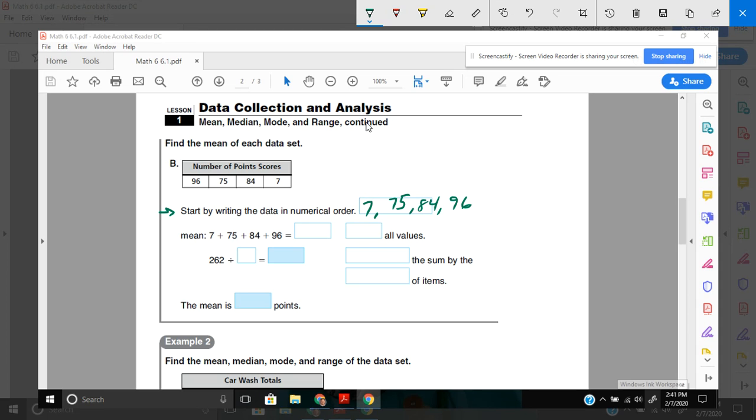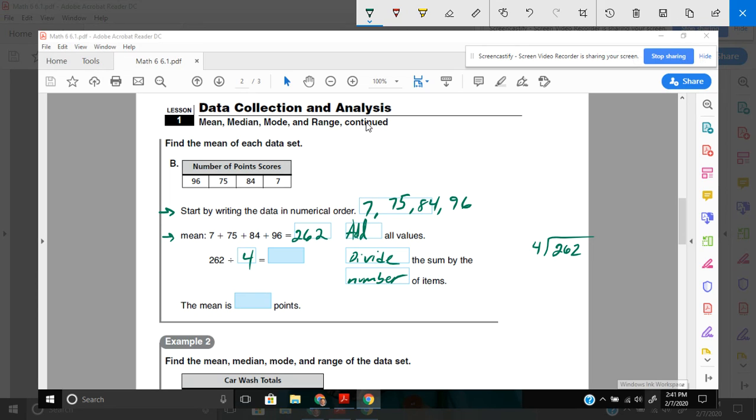Add them up is the second step. So add all the values. 75 plus 7 plus 84 plus 96 would give you 262. And then divide the sum by the number of items. And again, there was 1, 2, 3, 4. There's 4 items. So if we take 262, a little long division practice for us, divide by 4.